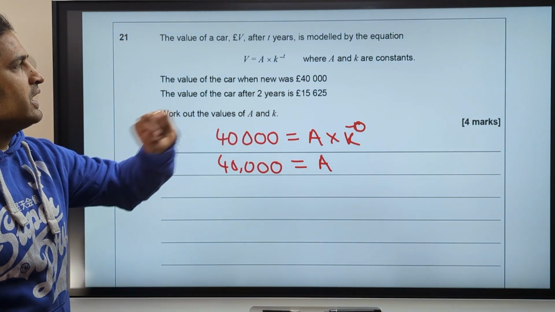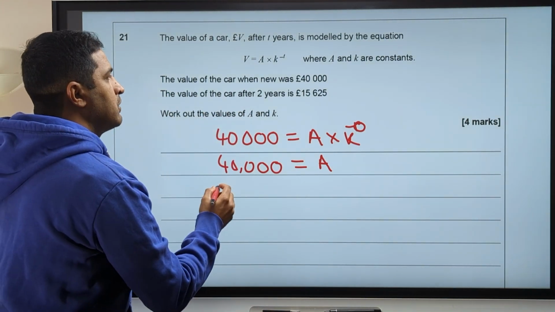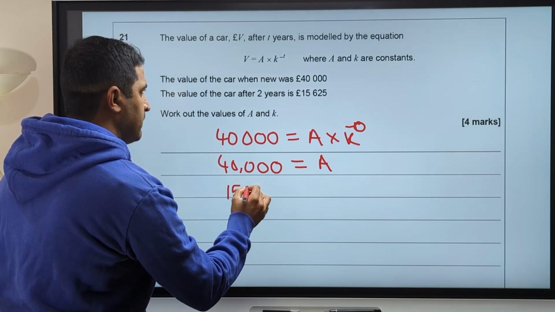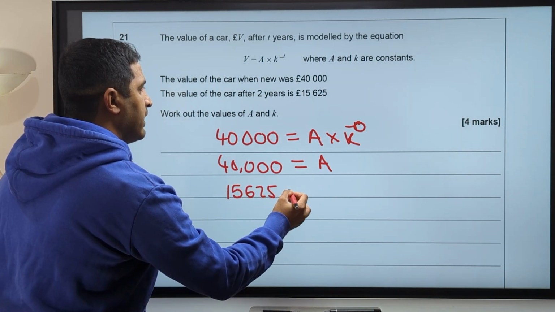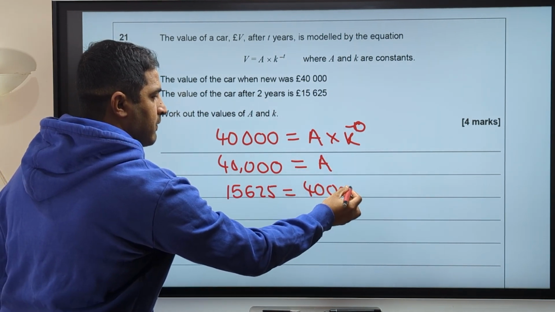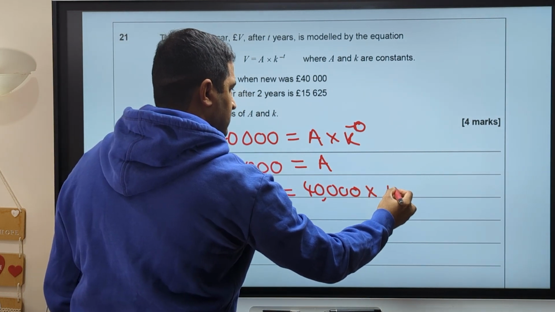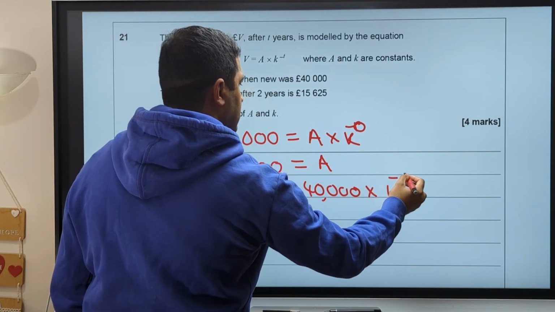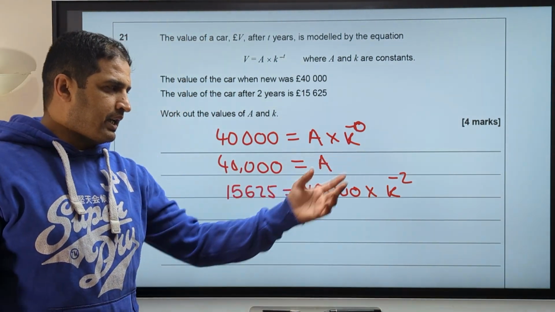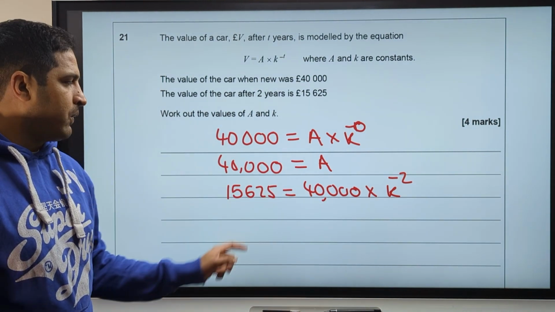So we worked out A is 40,000. Now the value after 2 years, so we're saying, okay, after 2 years is 15,625. We know A is 40,000, so we're doing 40,000 times k to the power negative 2. So we want to work out what k is actually. So divide this by 40,000.